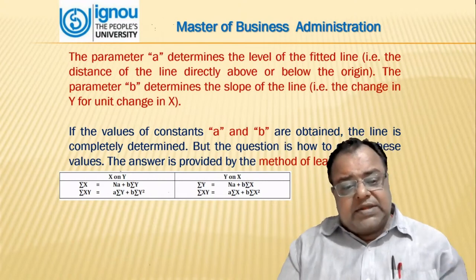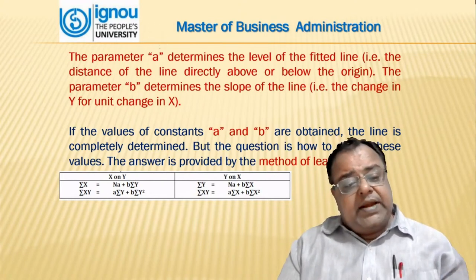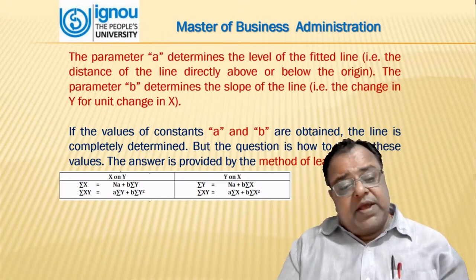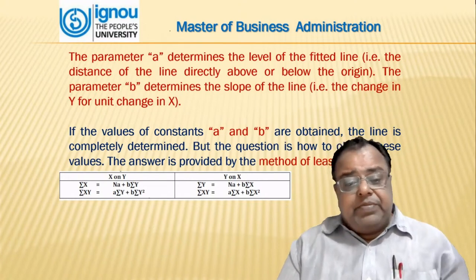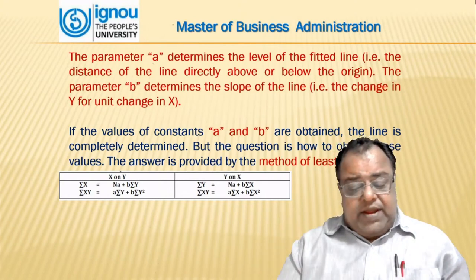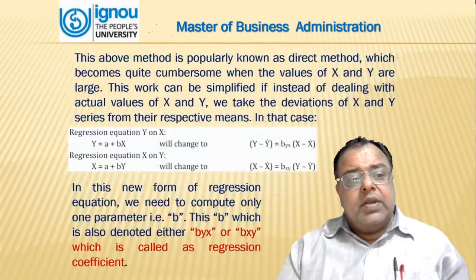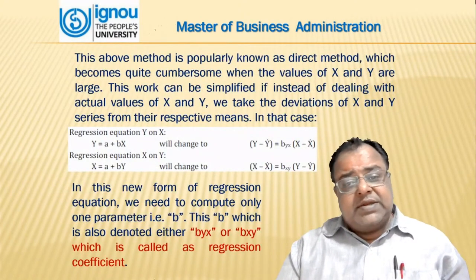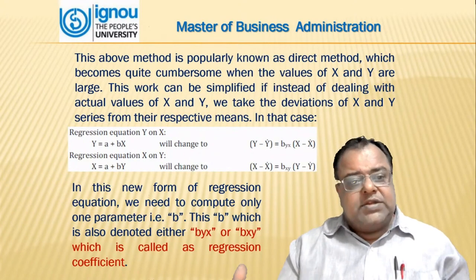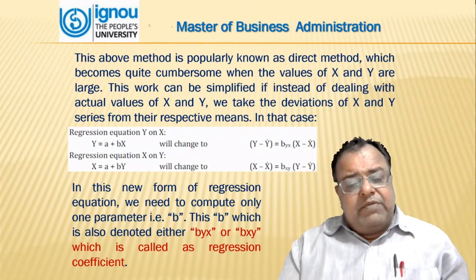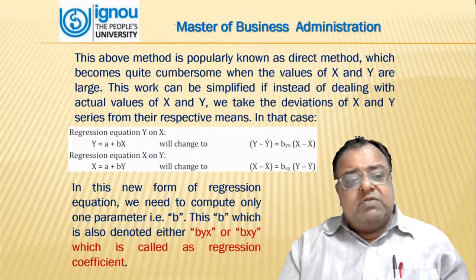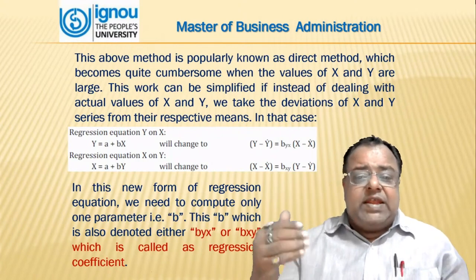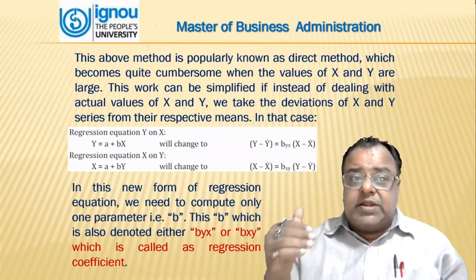If we are asked to calculate x on y, we find the normal equations: summation x is equal to na plus b summation y, and summation xy is equal to a summation y plus b summation y square. Similarly, for y on x. This method is popularly known as the direct method, which becomes quite cumbersome when the values of x and y are large. This work can be simplified if, instead of dealing with actual values of x and y, we take the deviations of the x and y series from their respective means.